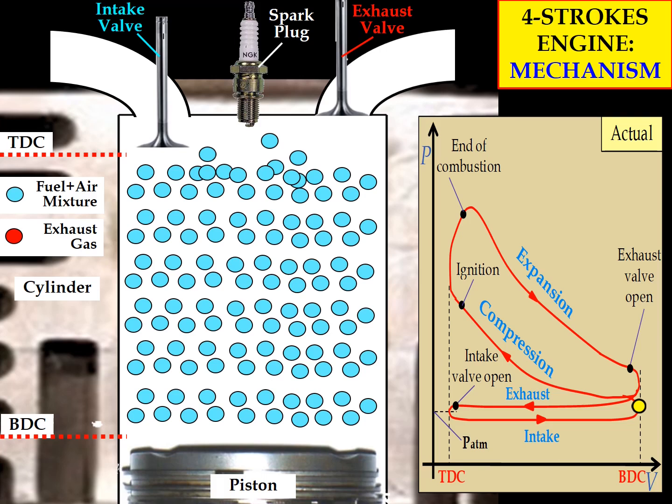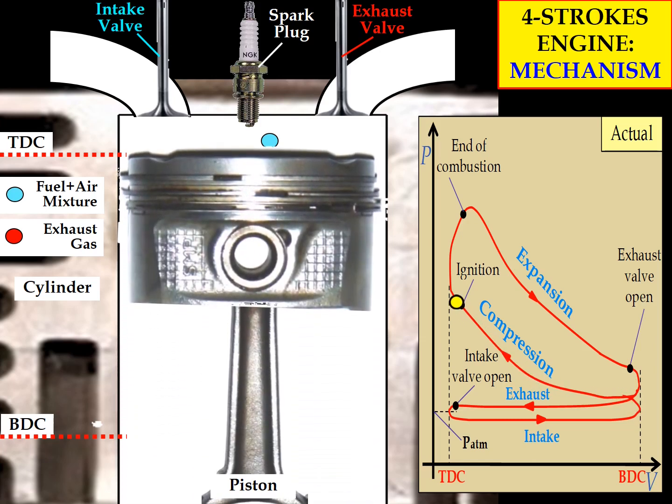Okay, so the process continues to the next process, which is the compression process. In order for the compression process to occur, both the intake valve and the exhaust valve must close. Then the piston moves upward to compress the fuel plus air mixture again, and the ignition occurs. The combustion process will occur again.